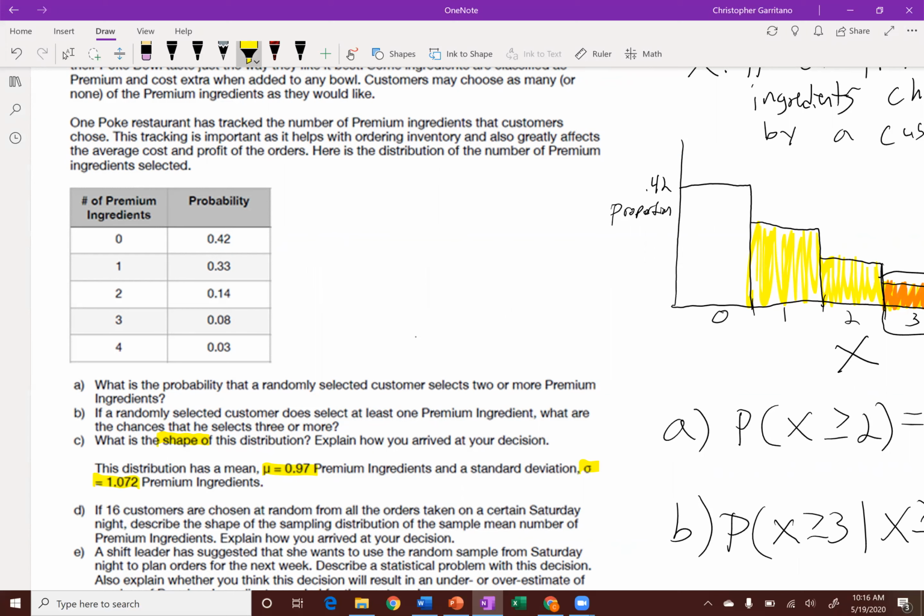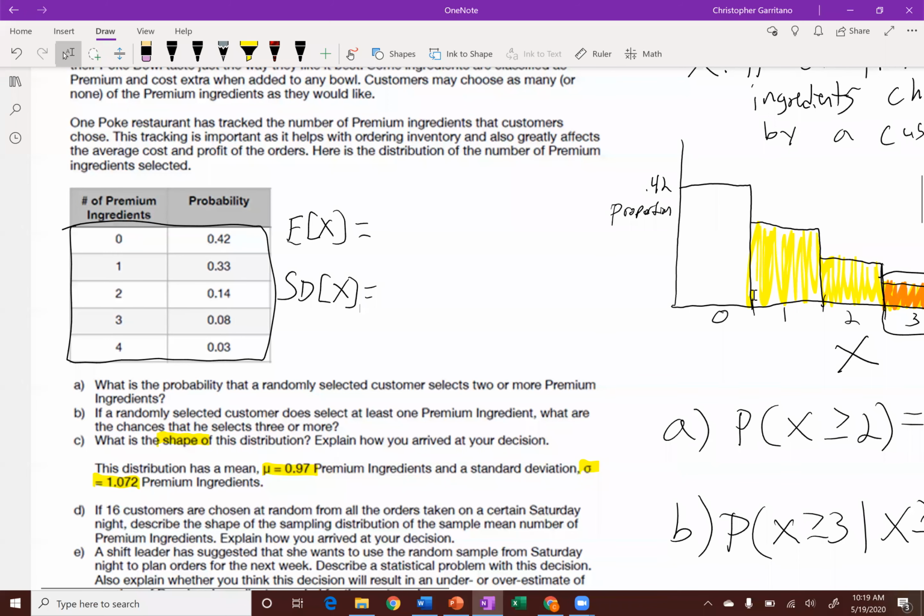Just to be clear, we can actually calculate those values on our own. Couple of ways. You could either maybe input this information into list 1 and list 2 and calculate one variable stats with list 2 as your frequency table. Or for expected value, we can find the sum. All right, hold on, I'll be right back.